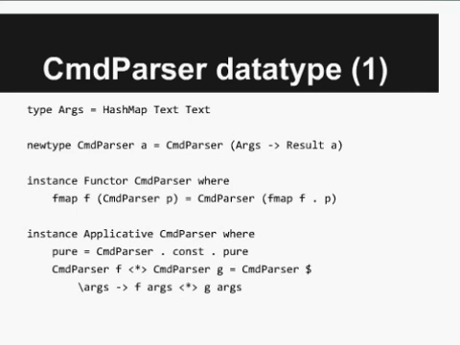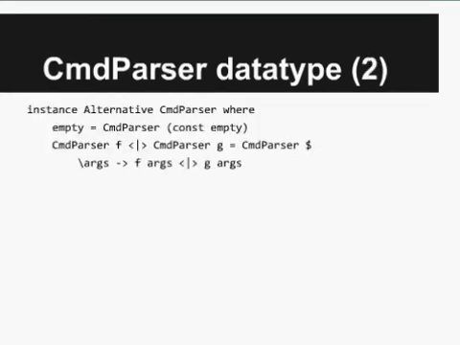So again, we have this functor and applicative instance. This is actually built on top of the functor and applicative instances that we had for the result data type. And again, we create an alternative instance. So we're able to say, I would like to try either one of these parsers and take the results of whichever one succeeds.